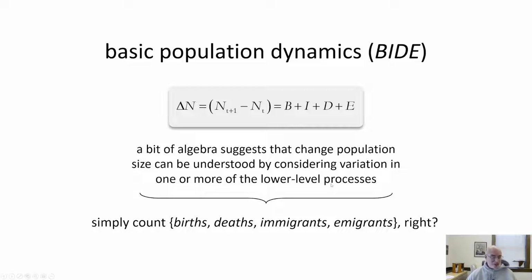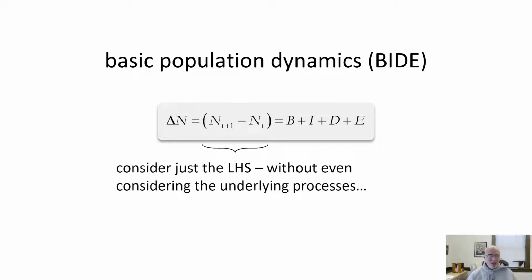Unfortunately, as we're going to determine, and this is essentially one of the major motivations for the class, in fact, it's not that simple. Okay. Simply consider just the left-hand side. Let's ignore for the moment the lower level processes, the B, I, and the D, and the E, and let's just look at the differences in abundance. Okay, that might even sound simpler. How many animals are there at two different points in time?